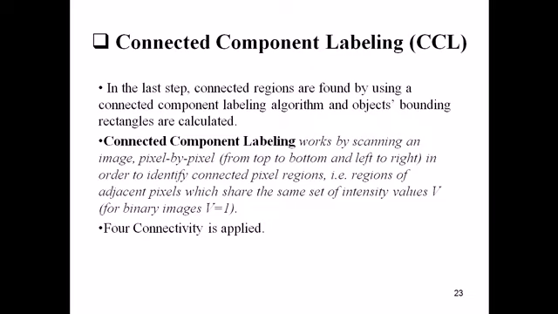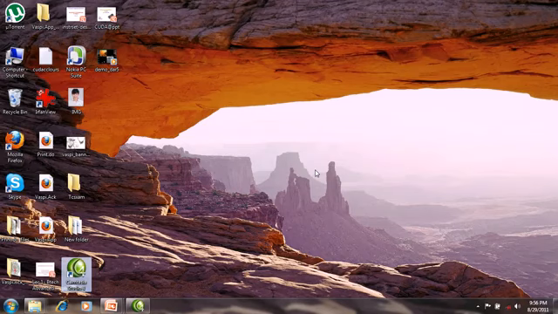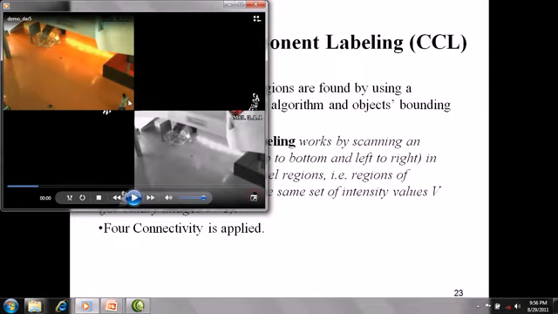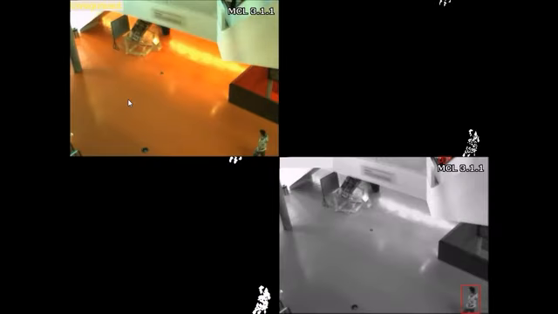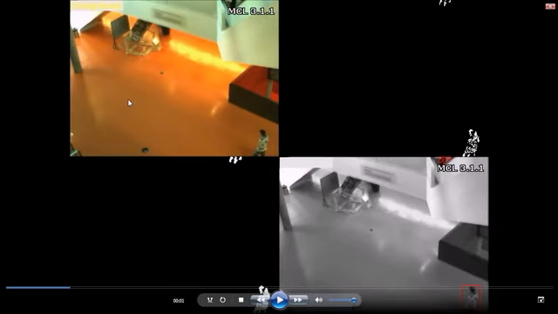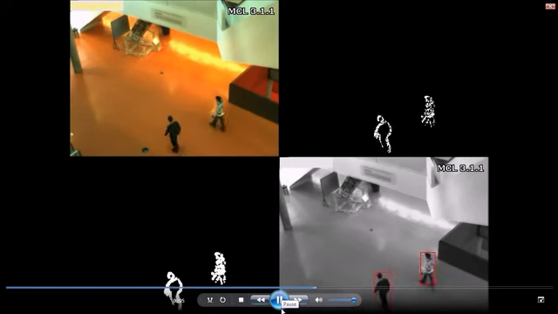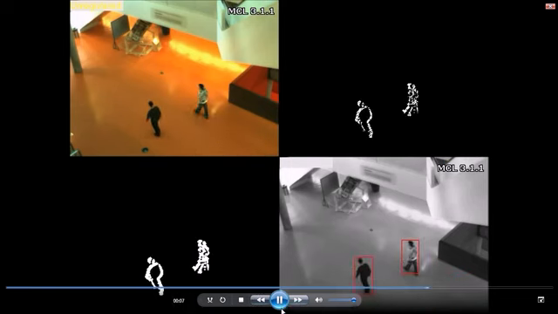Coming to our project video, it consists of 4 frames. The first frame corresponds to the input frame, the second frame after background subtraction, the third frame after morphological operations, and the fourth frame the final output after CCL, connected component labeling. This is our project video. These 4 frames run simultaneously. This video is done using MATLAB.